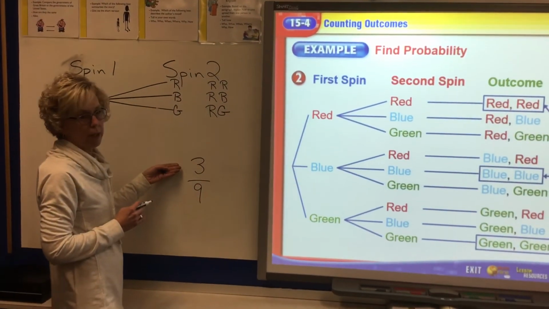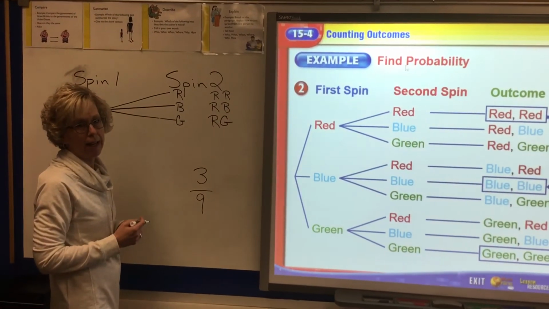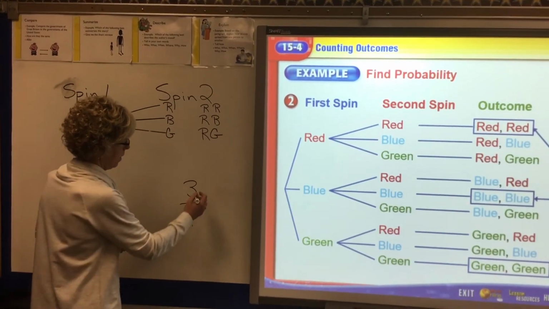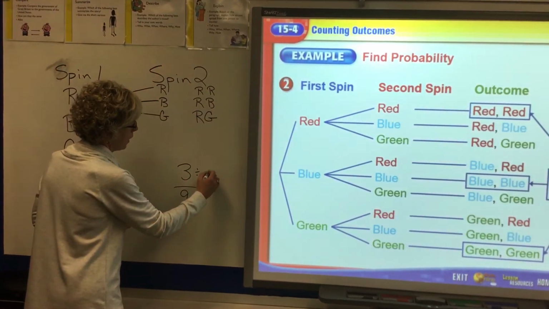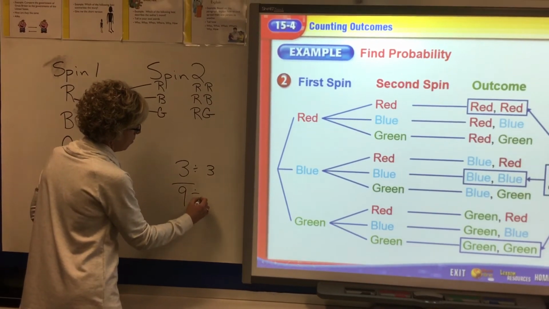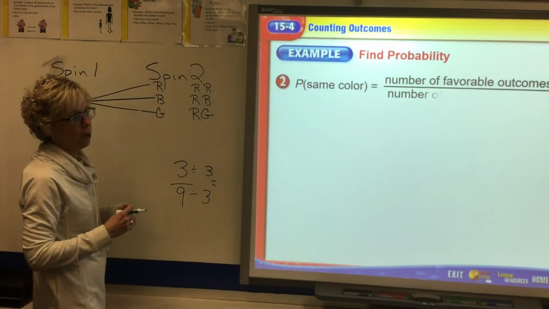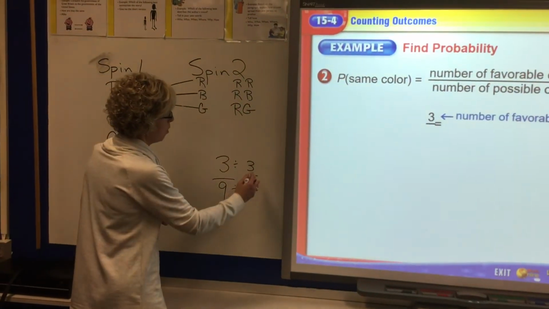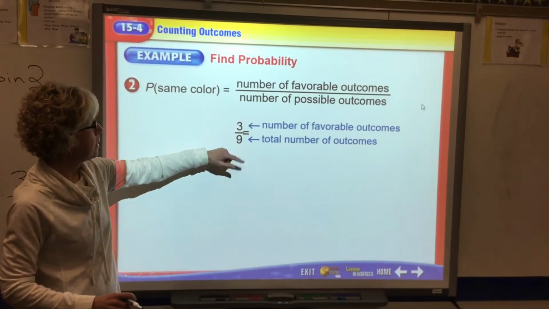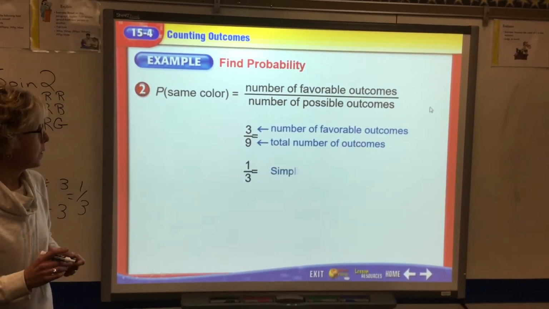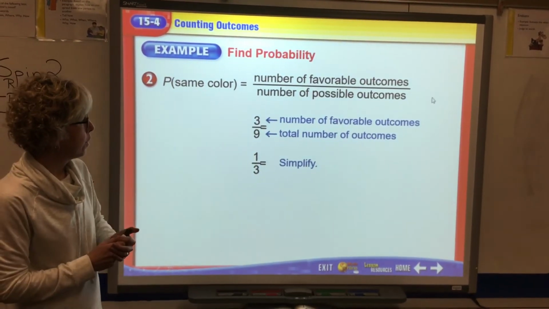Now, we know by looking at that, 3/9, what goes into both 9 and 3 that is the same? 3. We would say 3. So we're going to divide both the numerator and the denominator by 3. And so the probability of spinning the same color twice on the 2 spinners would be 1/3. Okay? So here we've got, again, 3/9. And then we simplified 3/9 because 3 goes into both 3 and 9, and we got 1/3.